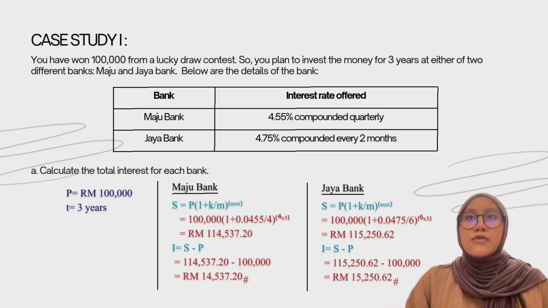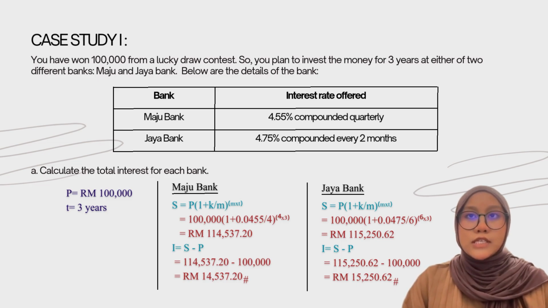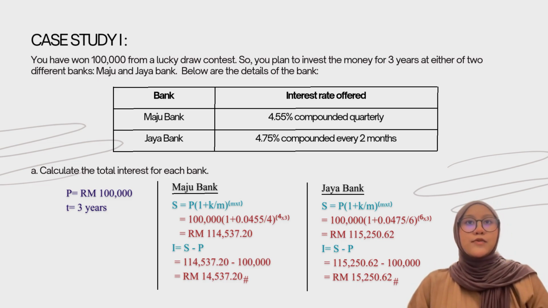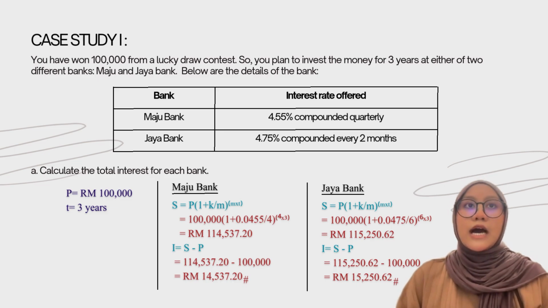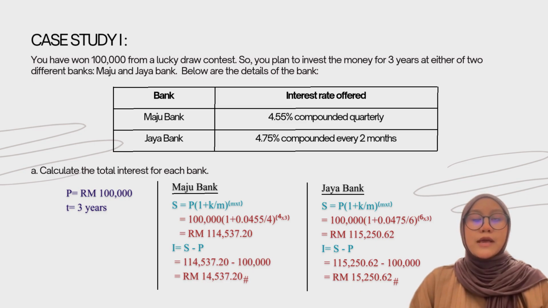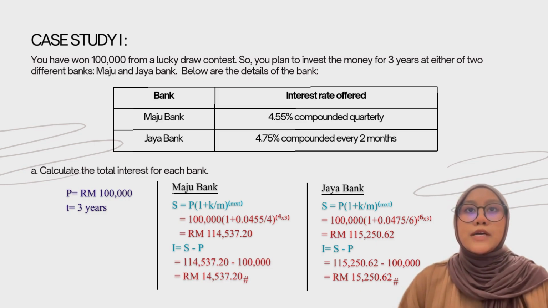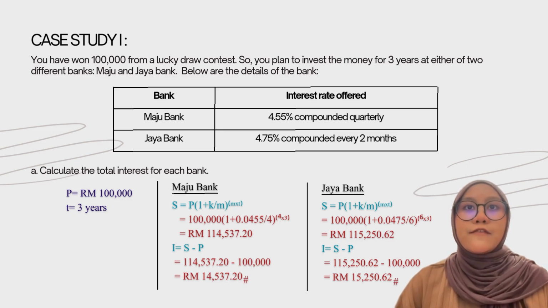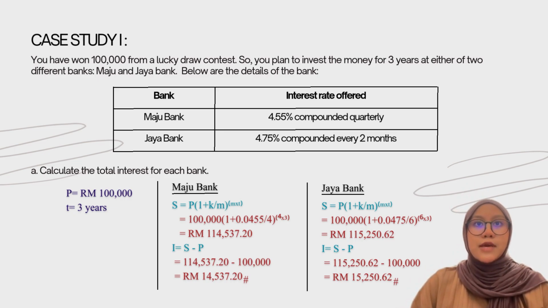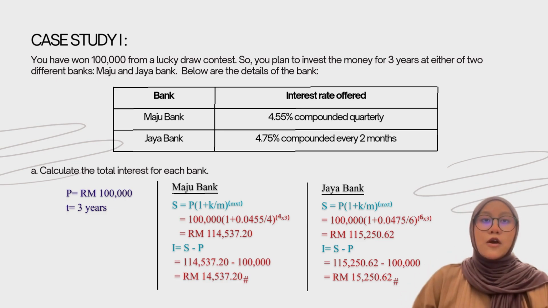For the case study, first I'm going to explain the first question. So the question is, you have won 100,000 from a lucky draw contest. You plan to invest the money for 3 years at either of two different banks, Maju and Jaya Bank. Below are the details of the banks. Maju Bank has offered 4.55% compounded quarterly, and Jaya Bank has offered 4.05% compounded every 2 months.